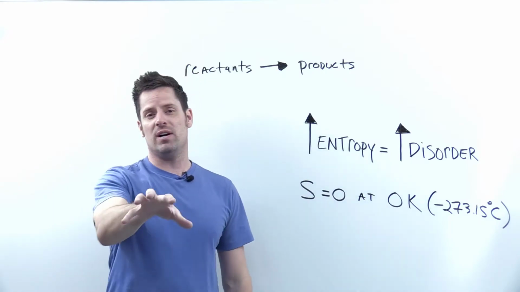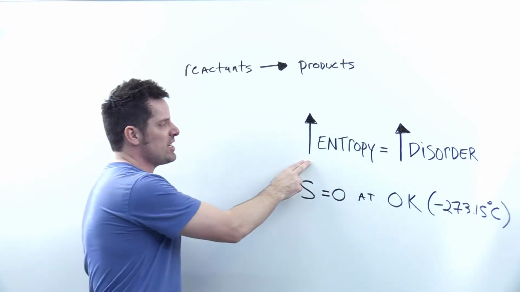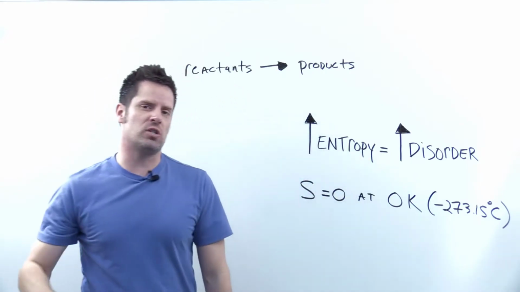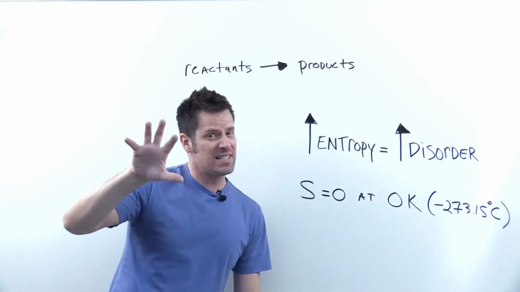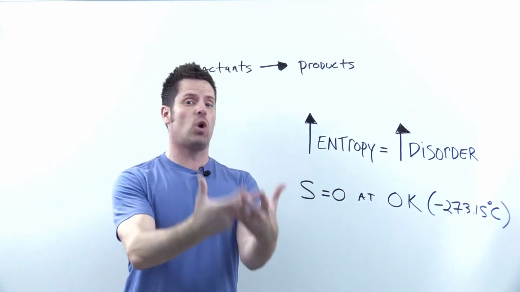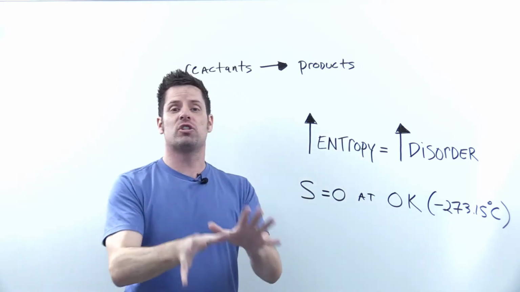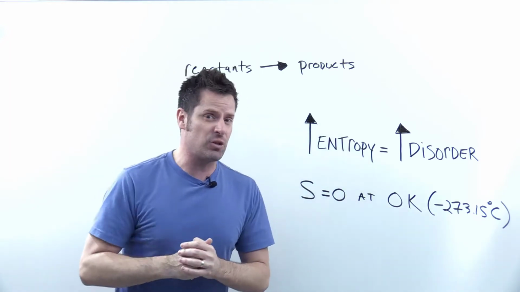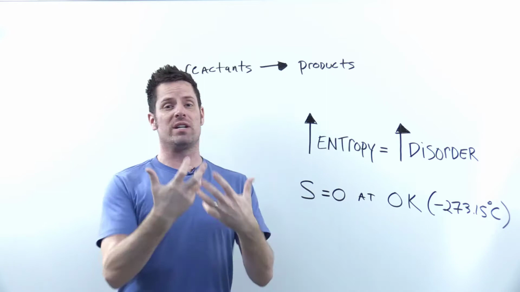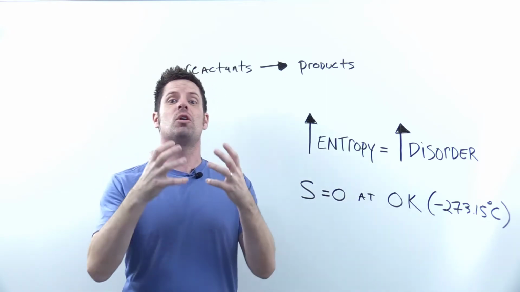A review of a couple important concepts for entropy. First of all, as entropy goes up, disorder goes up. So we need to remember that the more positive your entropy value, the more disordered or disorganized your substance is. Additionally, we need to remember that entropy or disorder is often directly related to movement.